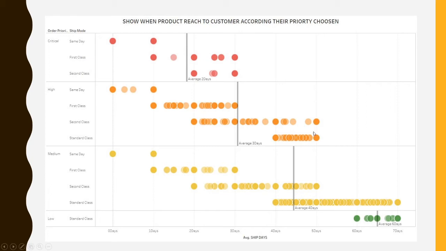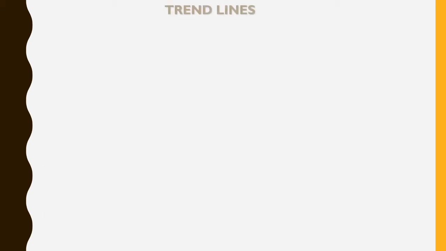So here in this visualization, it is clearly showing us the average of days with the help of these reference lines. So I think you might be getting what we want to tell you about reference lines. If you got it, then in the next video we will be telling you how we can implement it in Tableau. So now next our topic is trend line.